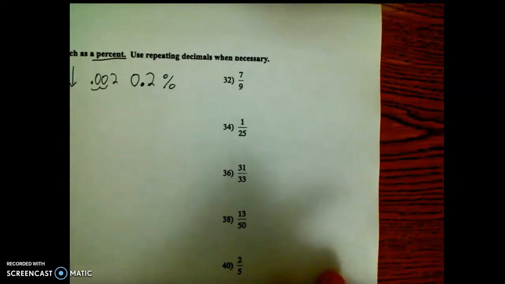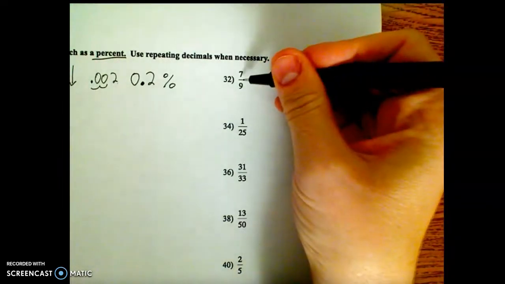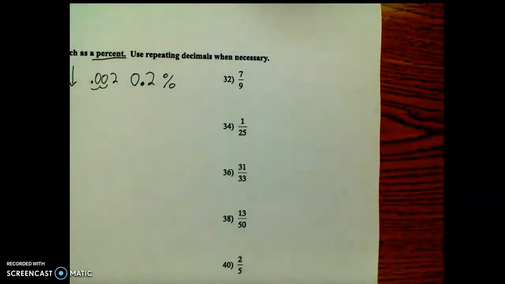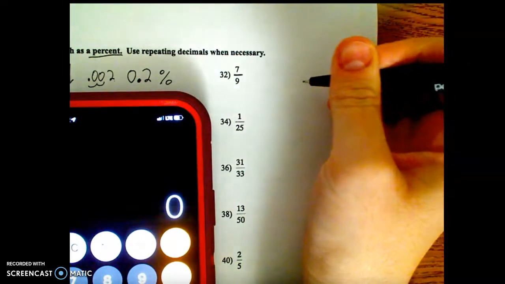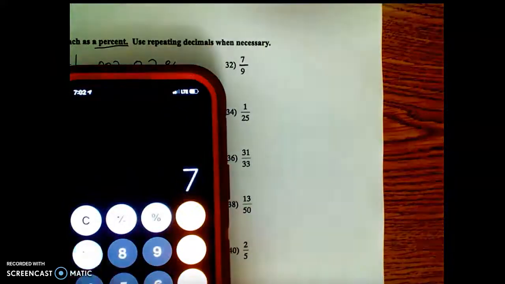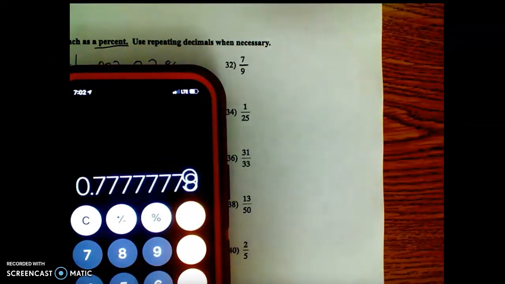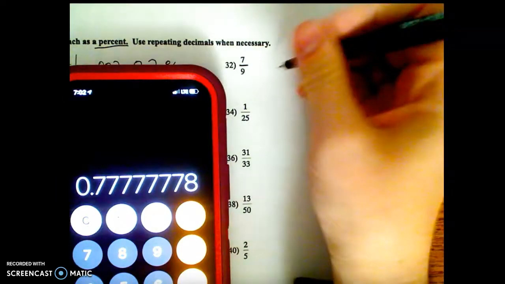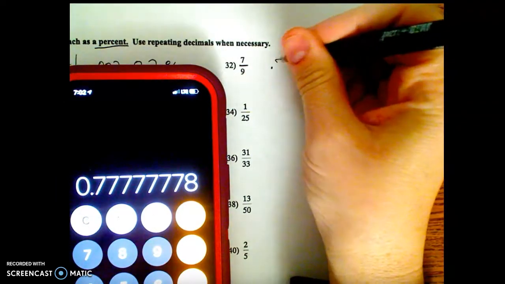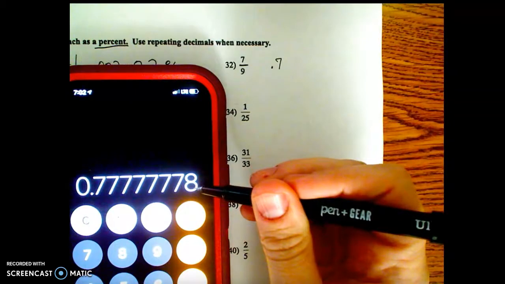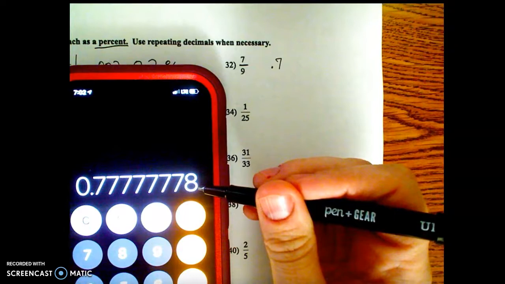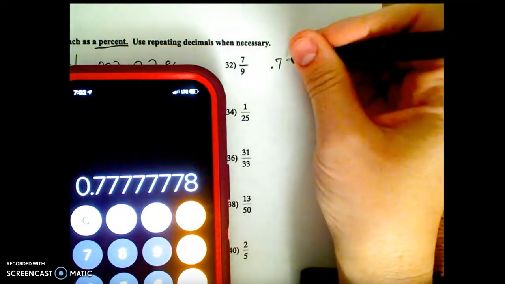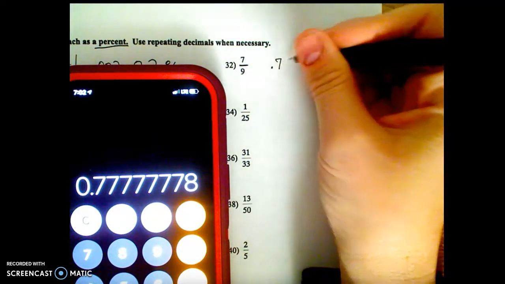On number 32, we have 7 over 9. So first, we need to make this fraction into a decimal by dividing, just like the fraction bar means. So 7 divided by 9 equals 0.7 repeating. Now you might ask yourself, why is there an 8 at the end of this? Because my calculator rounded when it ended out of space. So I'm going to go ahead and round to 0.78.